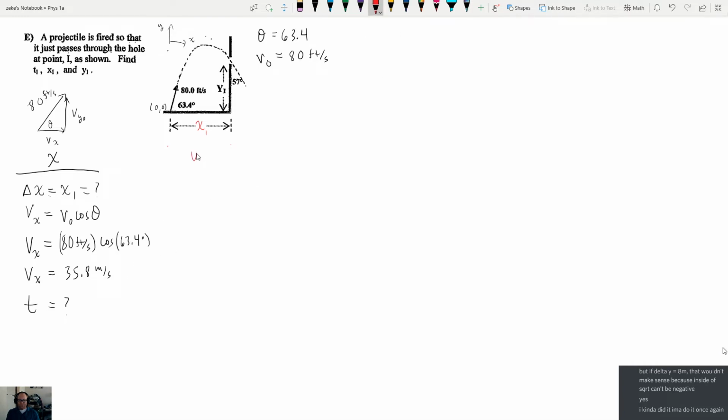All right, let's do the y direction. In the y direction, our variables are delta y, which in this case is just what we're calling y1. We don't know what that is. It's one of the things we want to solve for. We've got vy initial, which should be equal to 80 feet per second times the sine of the angle. So that's equal to 71.5. I'll write it just below it because I want to save some room. So vy initial is 71.5.